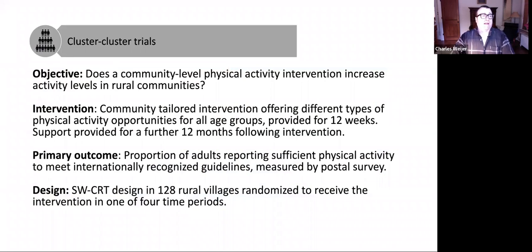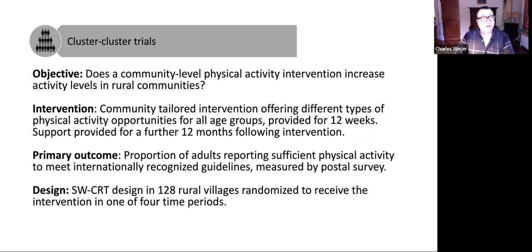So our first example is the Devon Active Village Evaluation Trial, or the DAVE trial, which sought to evaluate a cluster level evaluation intervention. So the DAVE trial asks, does a community level physical activity intervention increase activity levels in rural communities? The intervention itself was a community tailored intervention offering different types of physical activity opportunities for all age groups in the community, and it was provided for 12 weeks with some follow-on support to continue the intervention in the community.